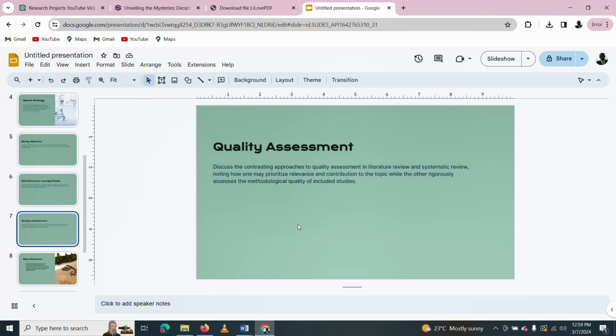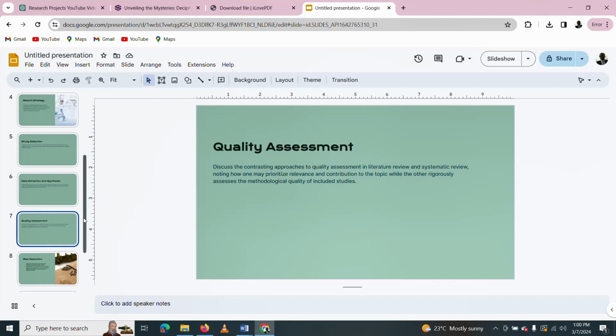The other difference is quality assessment. What is the difference between the two? While a literature review may prioritize relevance and contribution to the topic, a systematic review rigorously assesses the methodological quality of included studies using predefined criteria to evaluate risk of bias and ensure the validity of findings.